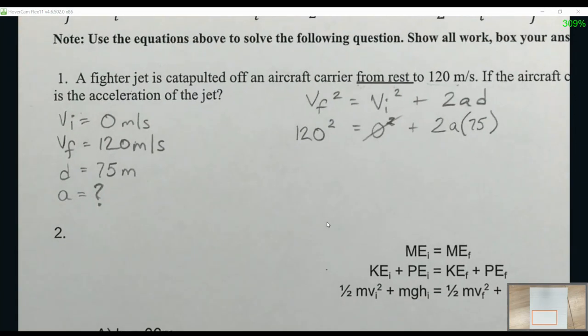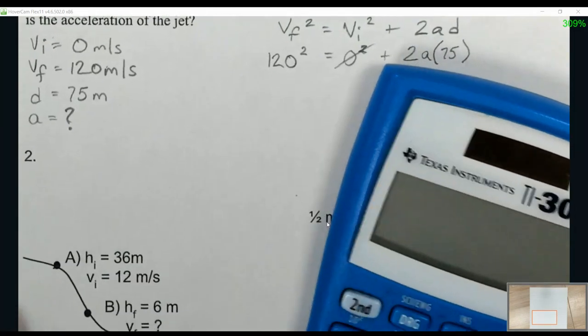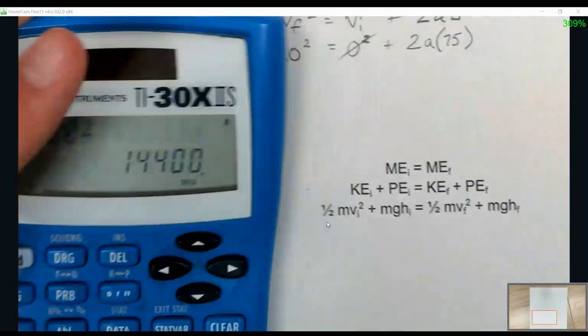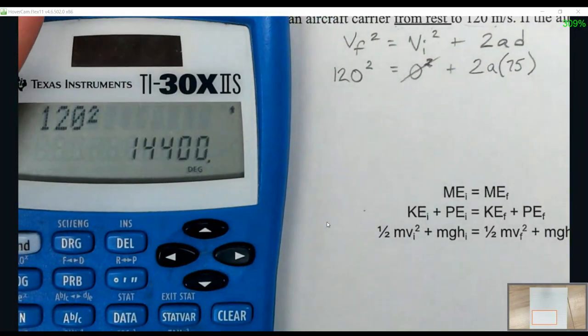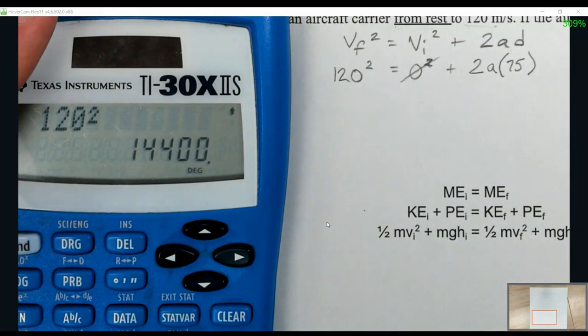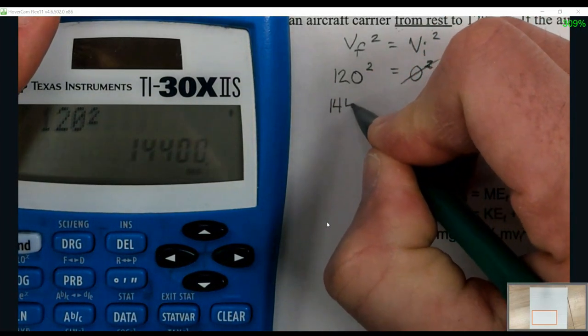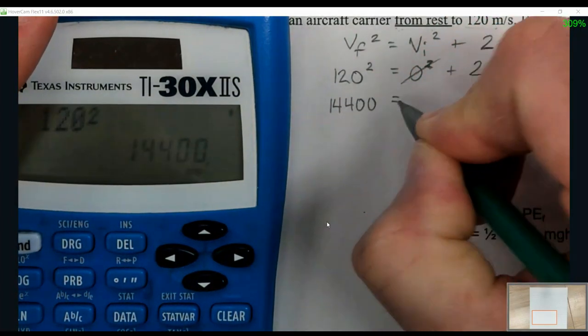All right, so underneath that, how I want you to do this is to work everything out. So you're going to do 120 squared. When you throw that into your calculator, 120 squared is 14,400. Okay, the 0 goes away.